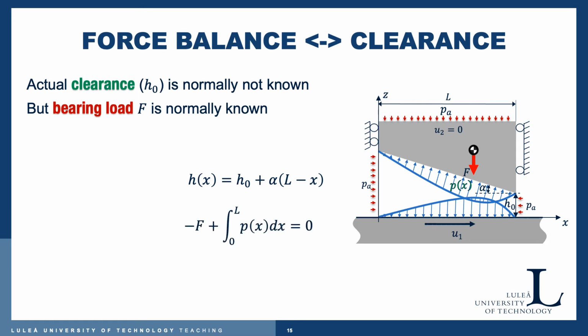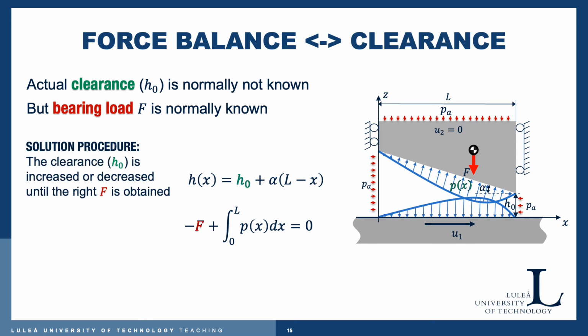We have the force equilibrium, and we have to be careful again, we have the net contribution. So if we want to find now the clearance H0, we can iteratively solve the Reynolds equation for different values of the clearance, until we satisfy the force balance equation.